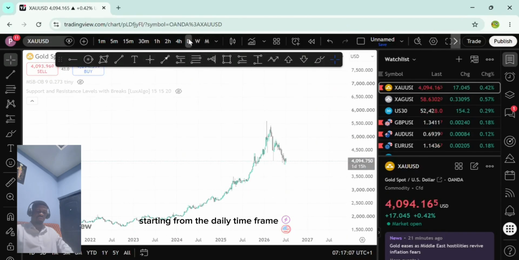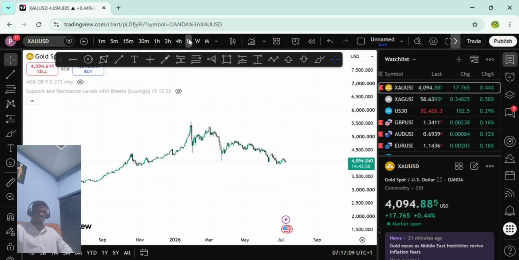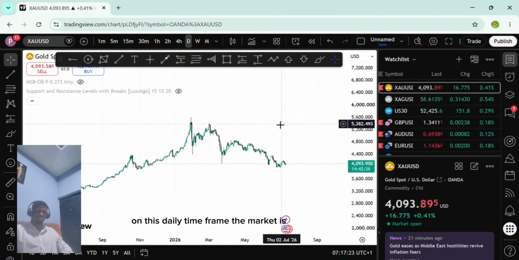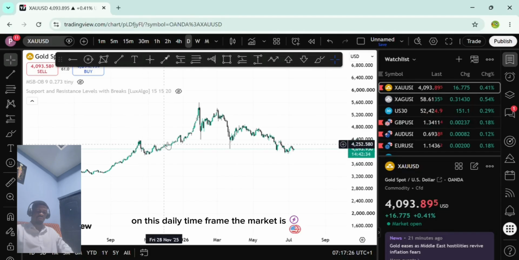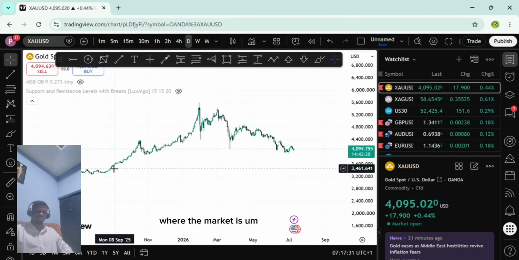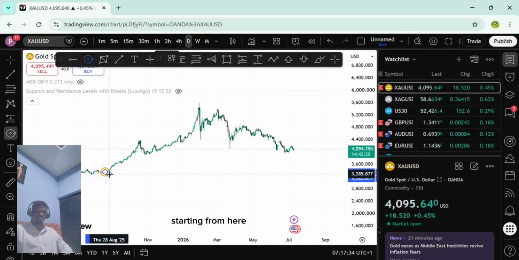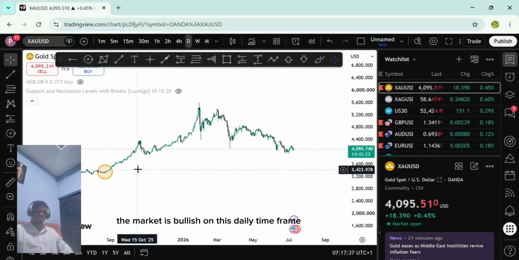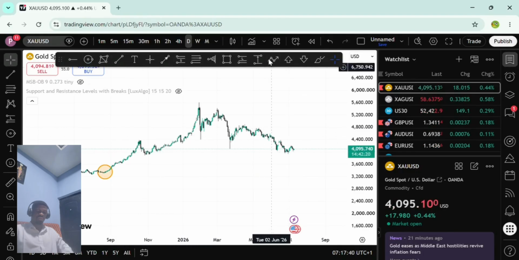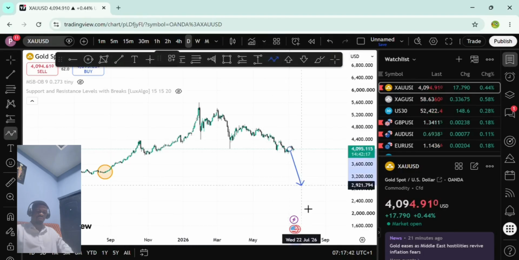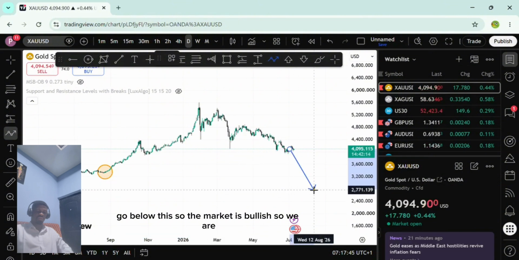So we start from the daily time frame, because we don't want to go far into breaking it down, to do your top-down analysis. On this daily time frame, you are seeing 24 hours candlesticks. The market is bullish on this daily time frame, starting from the primary market structure, where the market starts from here. It has been going upward because it has not come down to go below this. So the market is bullish.